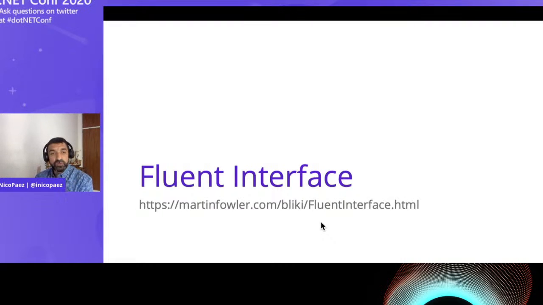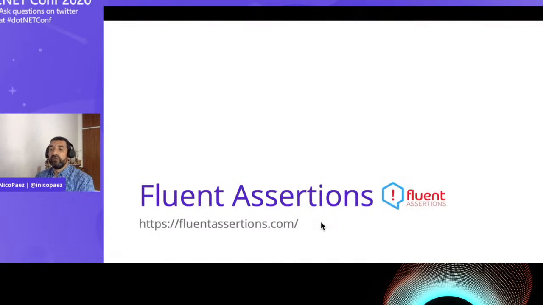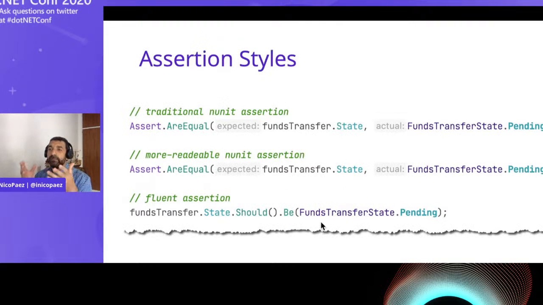But when we come to C#, we have some additional techniques to apply. In fact, we have specific tools in the case of C#, right? So the first tool I want to mention is Fluent Assertions. This is a very simple library that, following the fluent interface idea, provides fluent assertions. The best way to explain this is just an example, right? So here we can see different assertion styles.